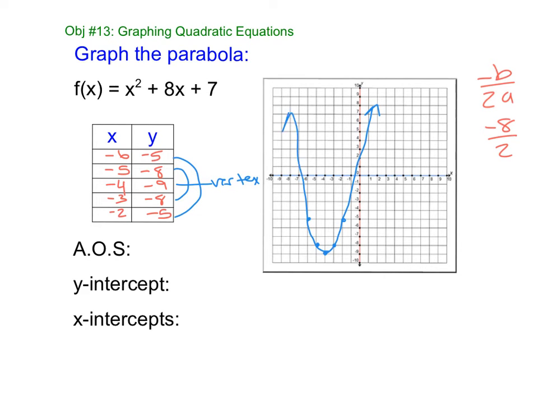So this is not terribly accurate. So our AOS is axis of symmetry. So our axis of symmetry is x equals, where is that vertical line? Well, it always goes through the vertex.